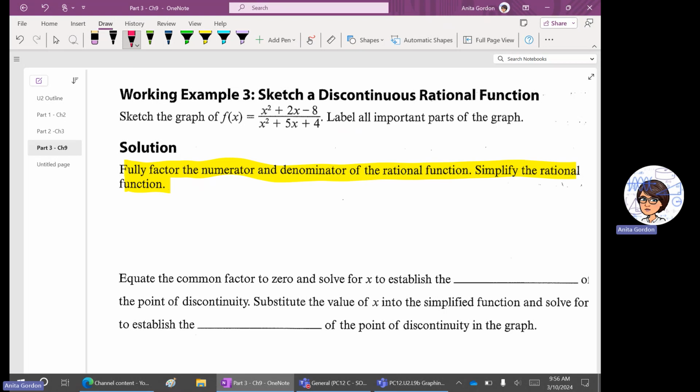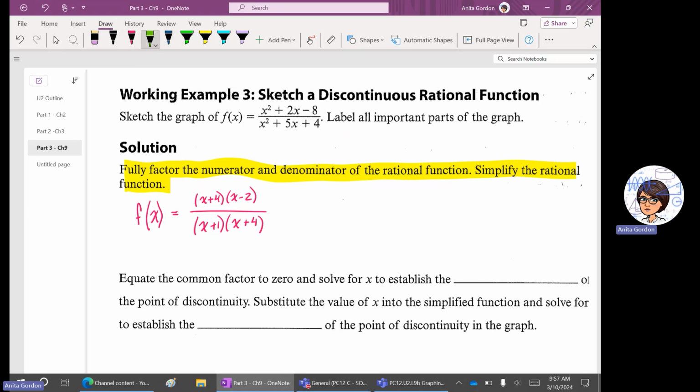Looking at the top and bottom, we have a leading coefficient of 1, so we can use our shortcut method. Two numbers that multiply to -8 but add to +2. This gives me x plus 4, x minus 2 in the numerator, and in the denominator, two numbers that multiply to 4 and add to 5 will be x plus 1, x plus 4.